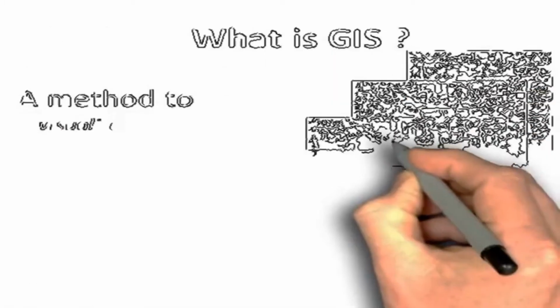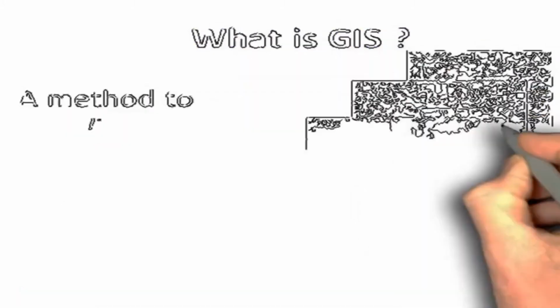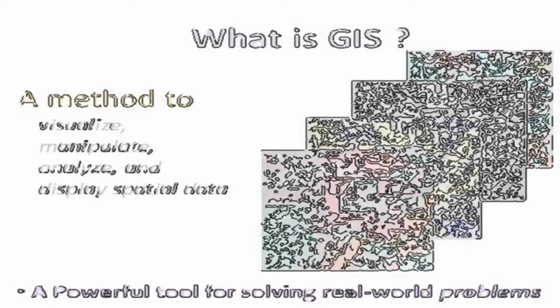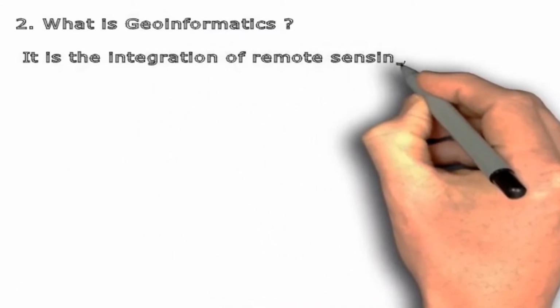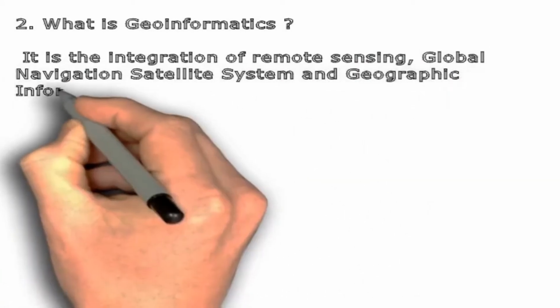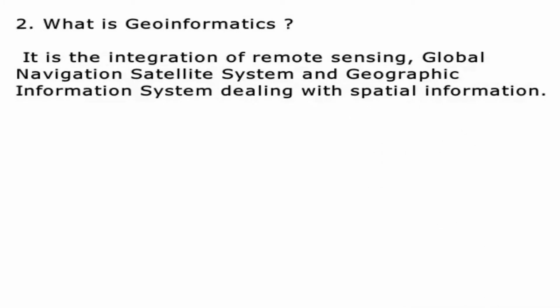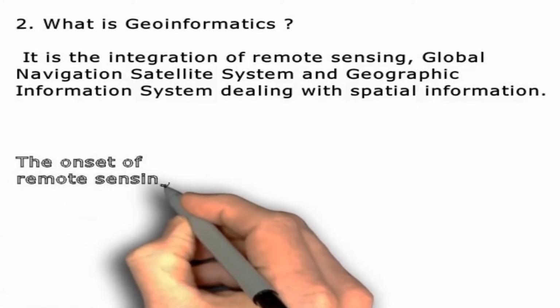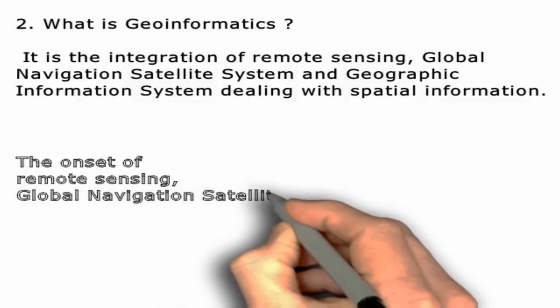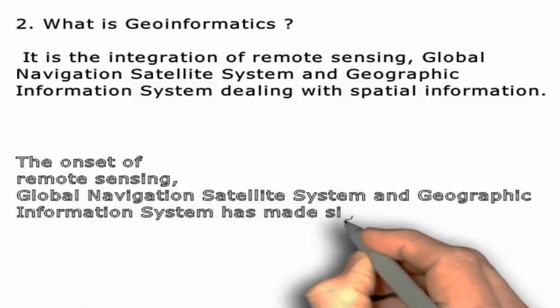What is GIS? A geographic information system is a conceptualized framework that provides the ability to capture and analyze spatial and geographic data. Now let's see, what is geoinformatics? It is the integration of remote sensing, global navigation satellite system, and geographic information system dealing with spatial information. The onset of remote sensing, global navigation satellite system, and geographic information system has made significant changes in surveying and map making.